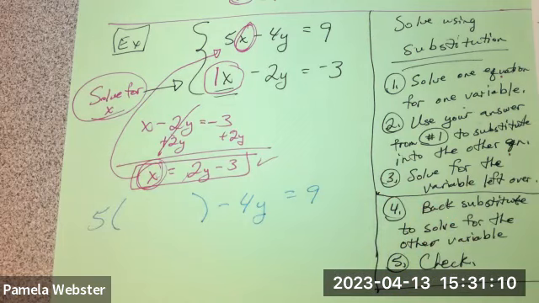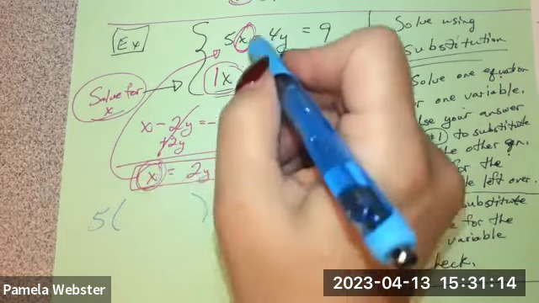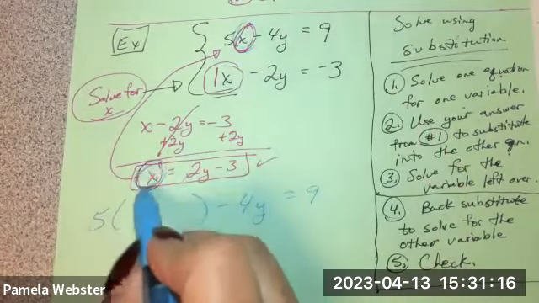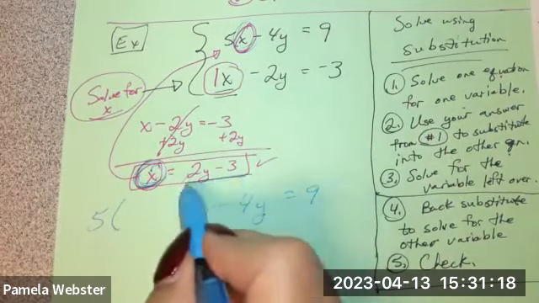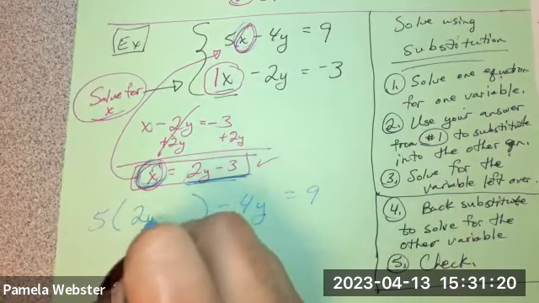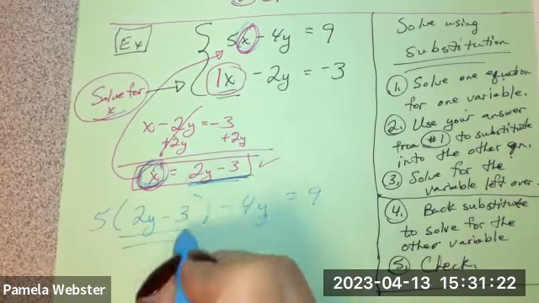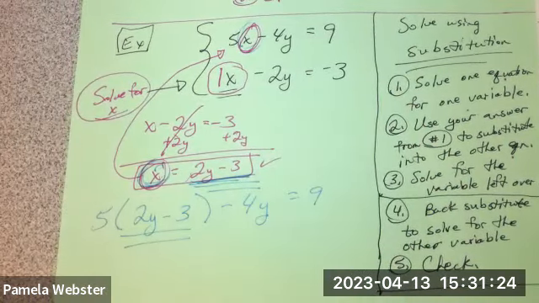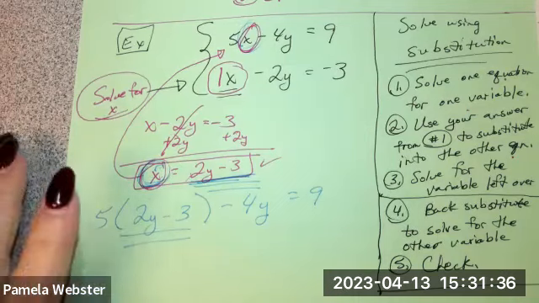The other equation, not the one I just solved, the other equation. And where I see an x, instead, I'm going to write what the x equals. So the x equals 2y minus 3. I'm going to substitute that in, okay? And what you'll notice is now I've got that very first equation, but it's only got a y in there because I substituted out the x. So it's a substitution method, okay?